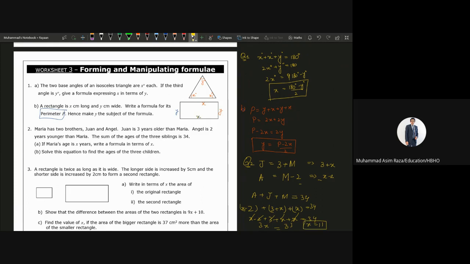You understand that or not? Yes, sir. Okay, so he says that first write down the formula in terms of x. We could have written it till here only: x minus 2 plus 3 plus x plus x is equal to 34. That was the answer to part A. This was the answer to part A. Part B starts from here, that you have to find out the value of x.